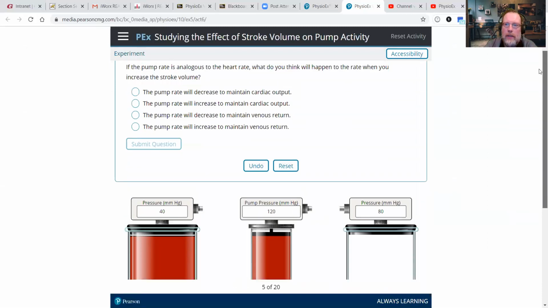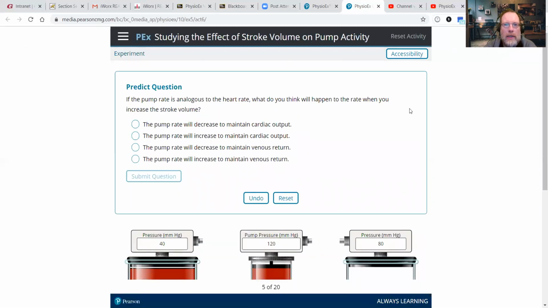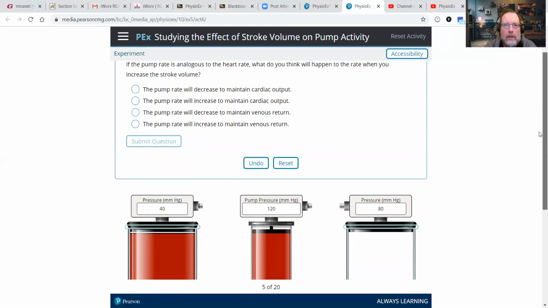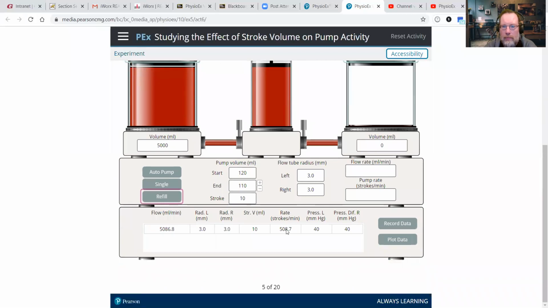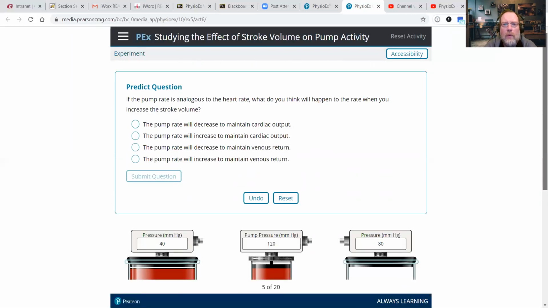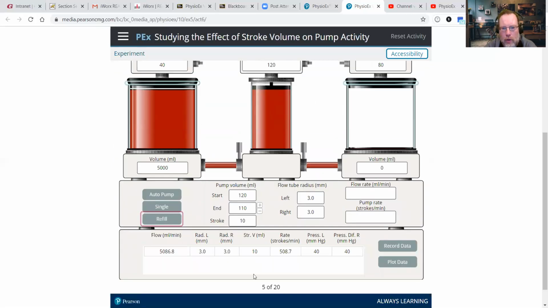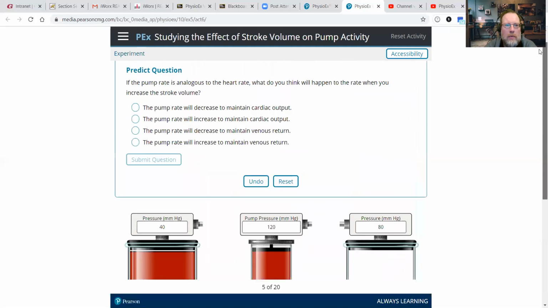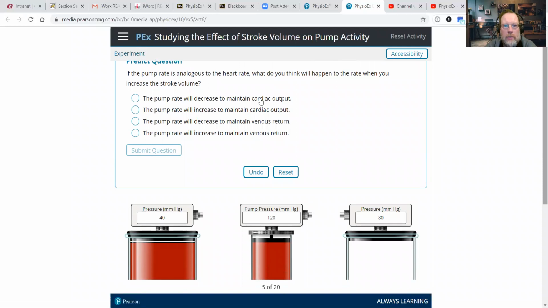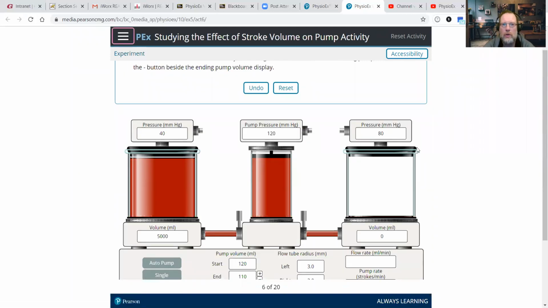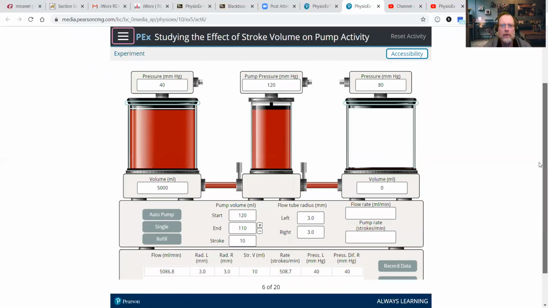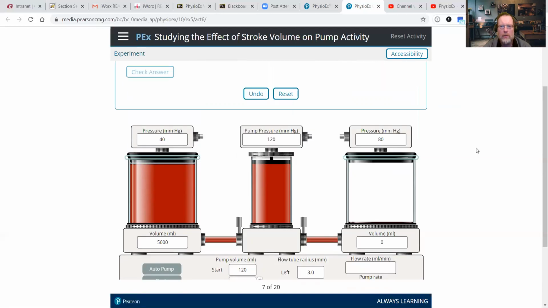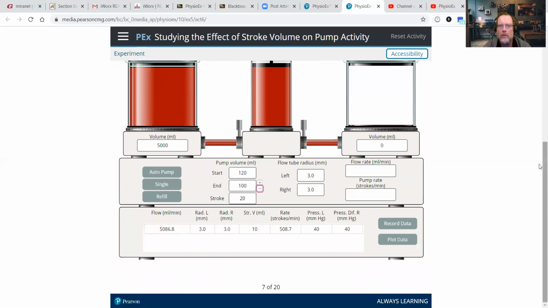All right, pump rate is analogous to heart rate. What do you think will happen to the rate when you increase stroke volume? This is a prediction question. Heart rate and pump rate are the same, we've talked about that ad nauseum. So we want to increase stroke volume, and we would probably see a decrease in heart rate. Pump rate will decrease because we want to maintain cardiac output. So that's what we're going to guess. Okay, let's do it.